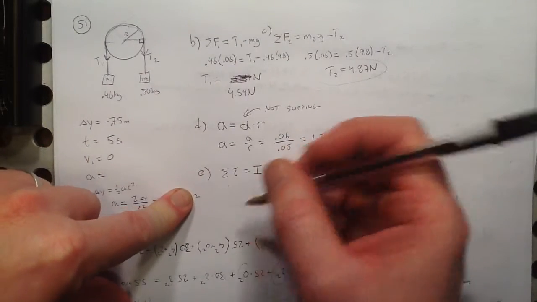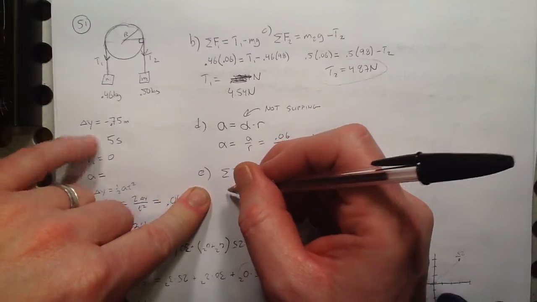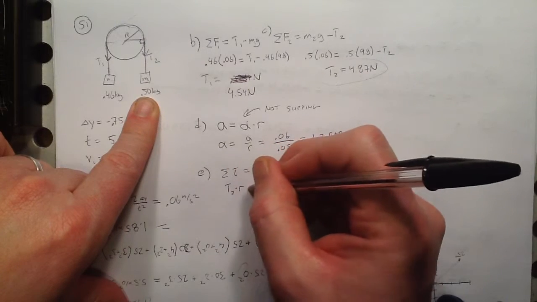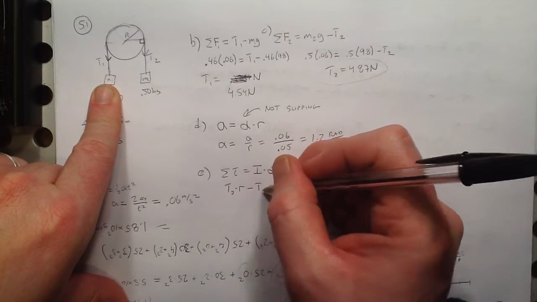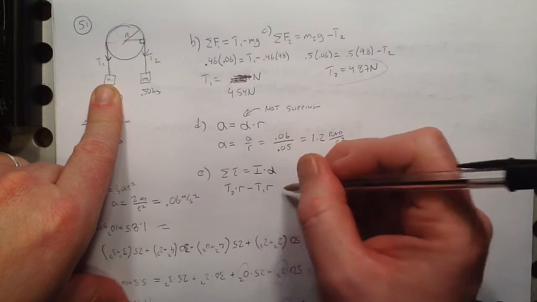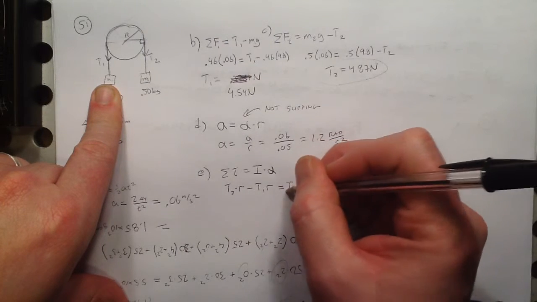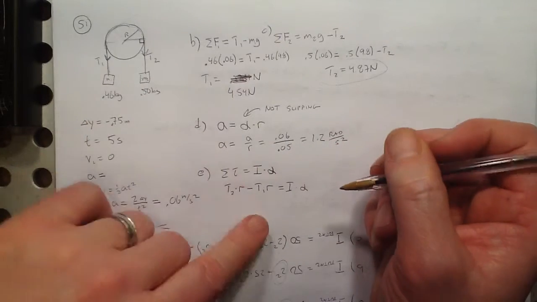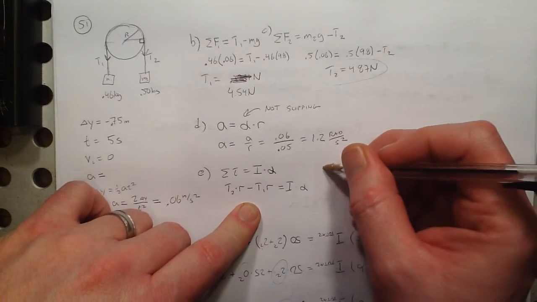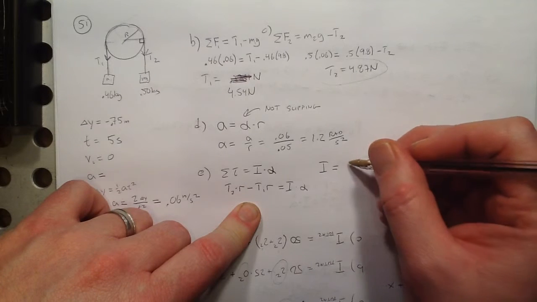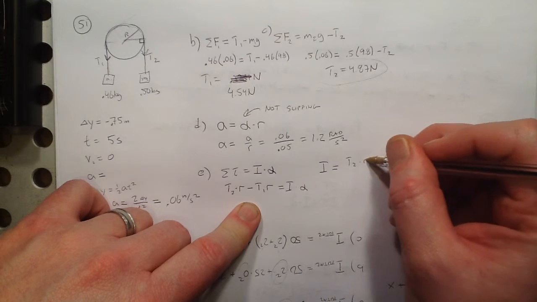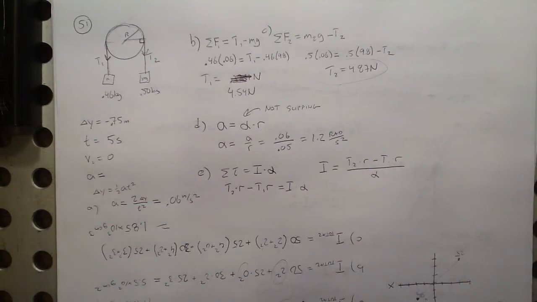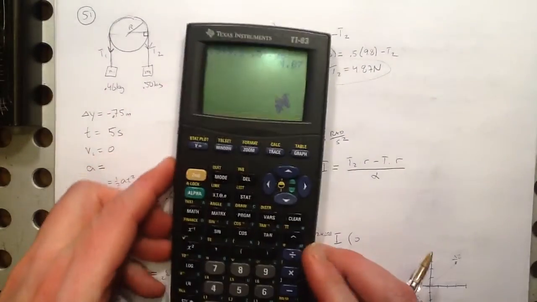So my net torque is the torque from T2, which is T2 times R, minus the torque from T1, which is T1 times R. That's equal to I times alpha. And I know all of these things except for I, so I should be able to solve for that. So I is equal to T2 times R minus T1 times R all over alpha. All right, let's see if we can do that then.